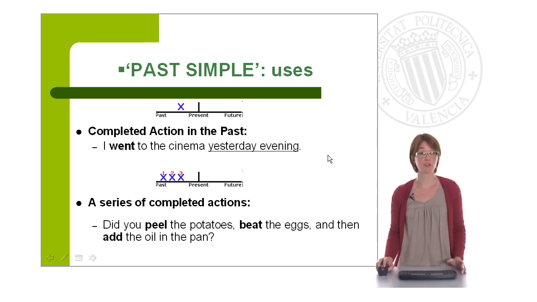Sometimes we use the past simple with a series of completed actions, as you can see on the screen. You peel the potatoes, beat the eggs, and then add the oil in the pan. In this case, all these actions took place in the past in a certain order, and they are completed.